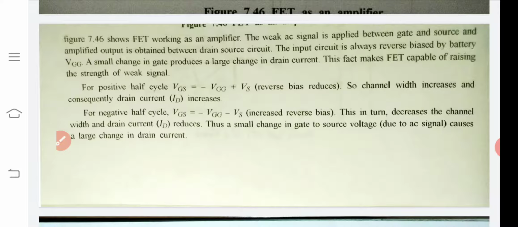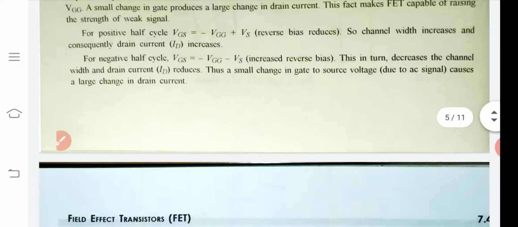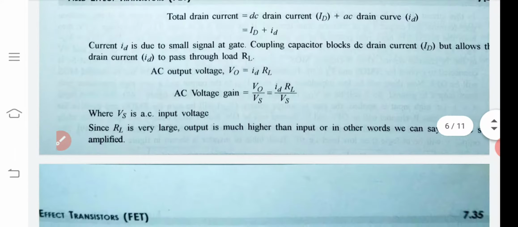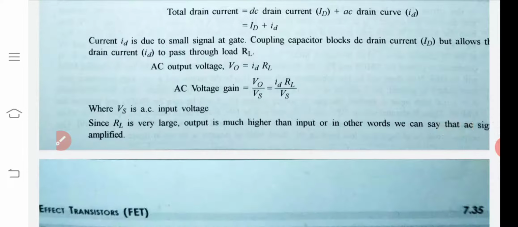For the negative half cycle, VGS equals minus VGG minus VS. This in turn decreases the channel width and the drain current ID is reduced. Thus, a small change in gate to source voltage causes a large change in drain current. Total drain current equals the DC and AC drain current: ID plus small id. Current id is due to the small signal at the gate.